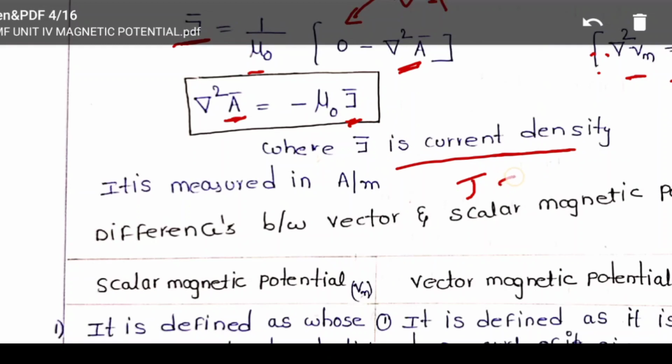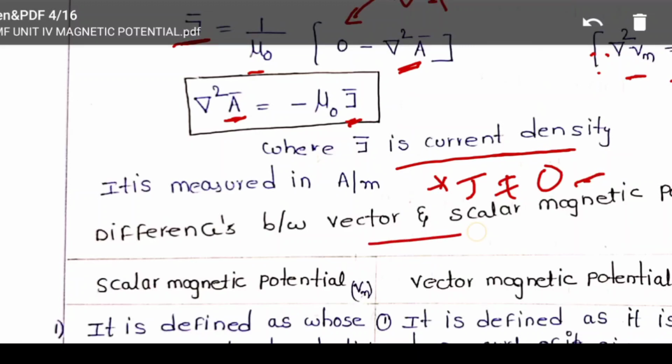Previously, for scalar magnetic potential, J bar equal to 0. That we have to remember. Thus, if vector magnetic potential is known, then current density J bar can be obtained. For defining A bar, the current density need not be 0. That is very important. The vector magnetic potential exists when J bar is not equal to 0.